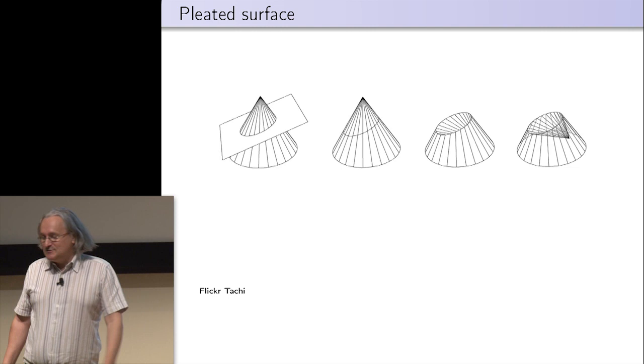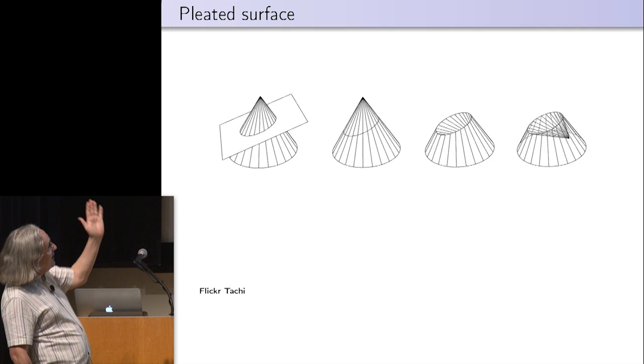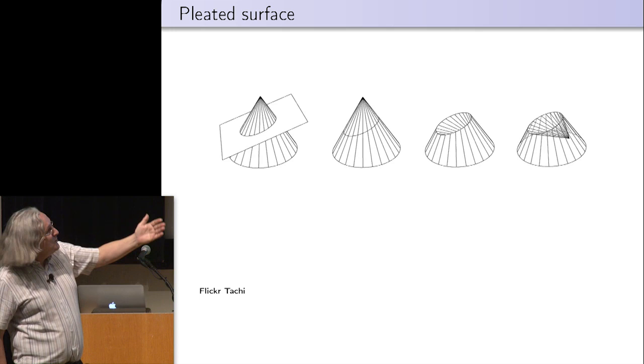You do not have to cut on circles. You could cut on ellipses. For example, you take this beautiful cone, you slice it by a plane, you get an ellipse, and you reflect one of the two parts by reflection with this plane, and you get a surface which is obviously developable, even though it is not smooth.